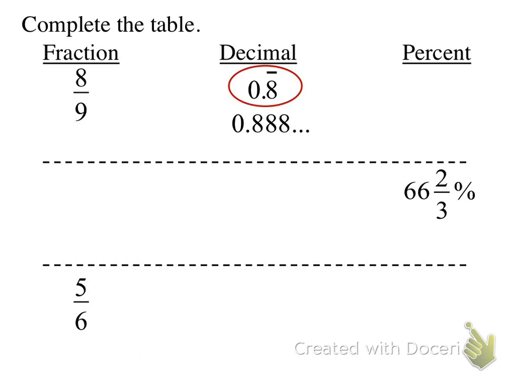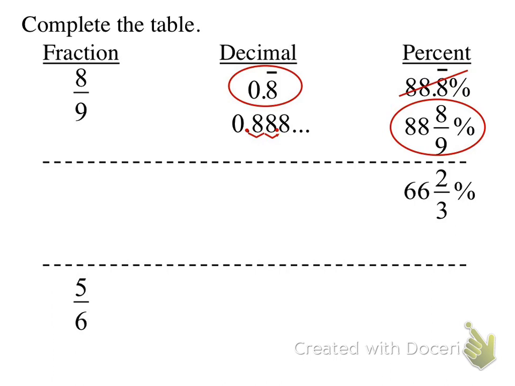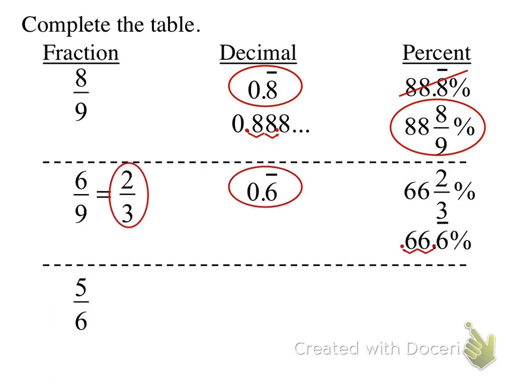All right, so I'm not going to take time on this one, but if you want to do it, you can pause the recording. The decimal would be 0.8 repeated. The percent would be 88 8/9%. The next one would be 0.6 repeated or 2/3. This one on the bottom is a little bit different.